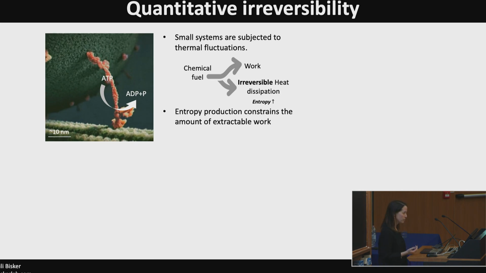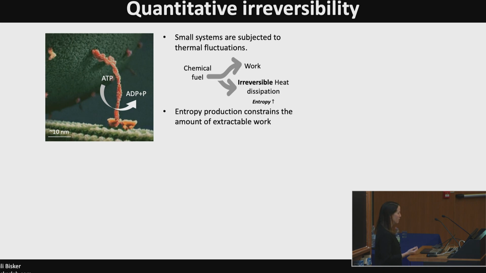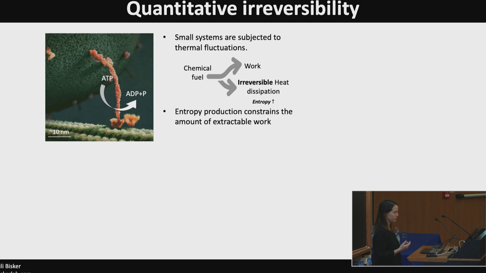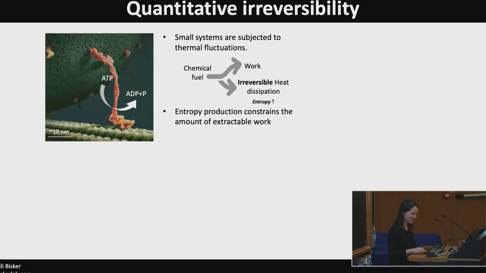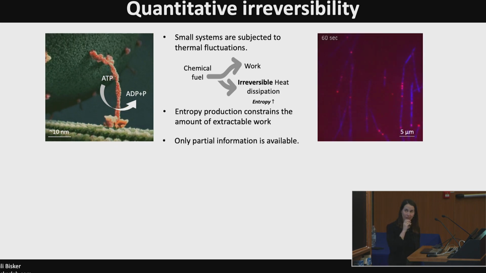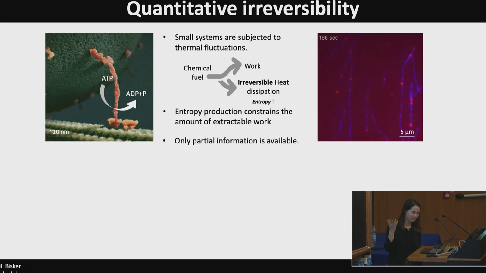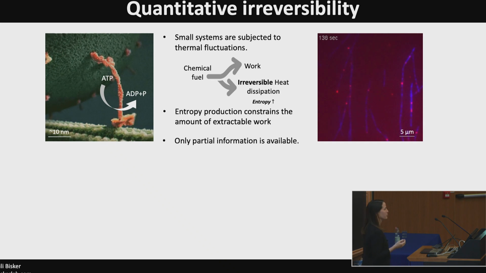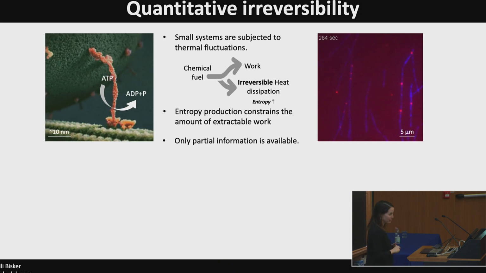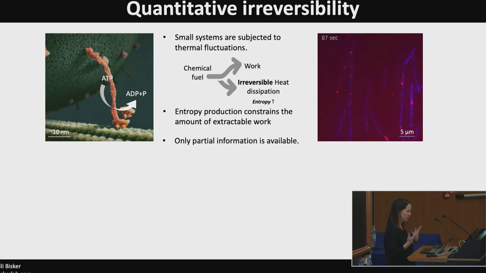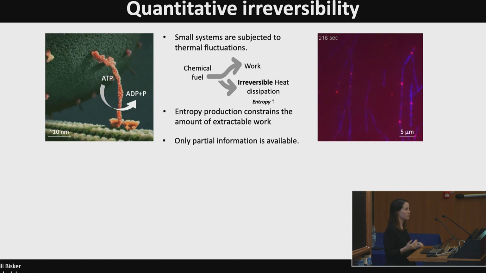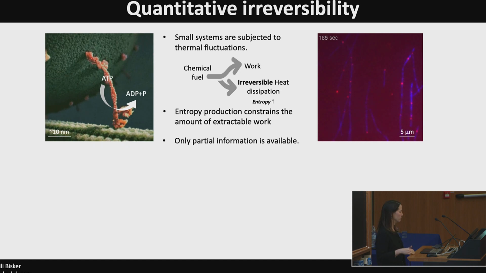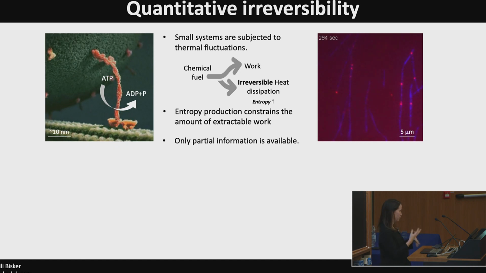So in essence, the entropy production constrains the amount of extractable work, giving some energetic budget. So we care about entropy production. However, of course, the cartoon on the left is something we can never measure in such great detail. What we can measure in practice is perhaps the position of the molecular motor and not, let's say, its internal configuration.